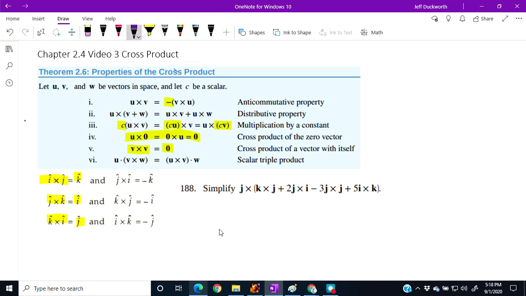All right, so let's do this problem number 188. We're going to simplify, and we're going to use these properties, and mostly we're going to use a lot of what's on the left here with these unit vectors, since all of these are in unit vector form. All right, so let's clean up the inner bit of this parentheses. I'm going to change it to a bracket because I may move stuff around. All right, k cross j, we note, is negative i.